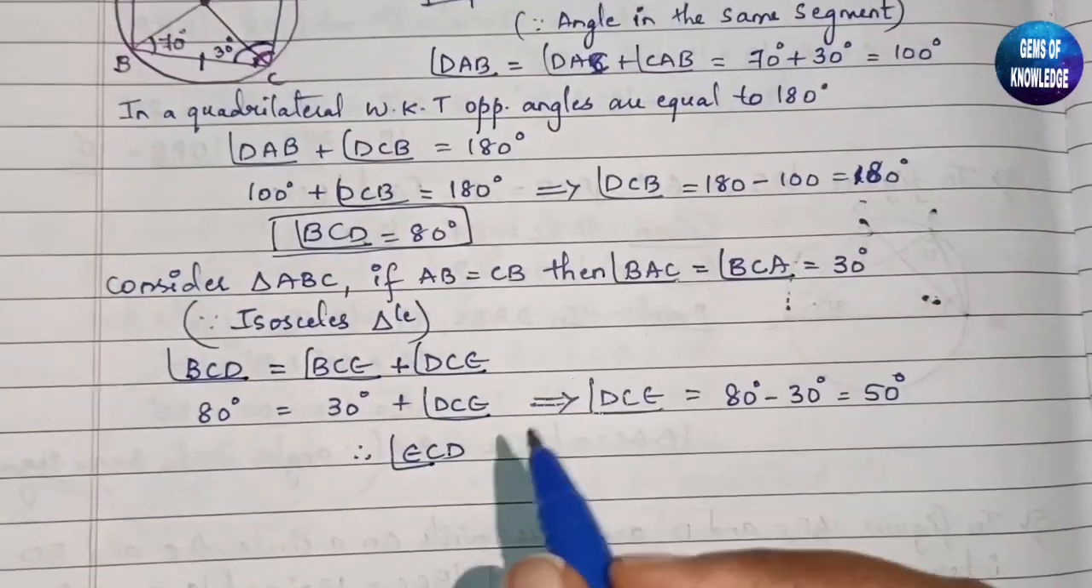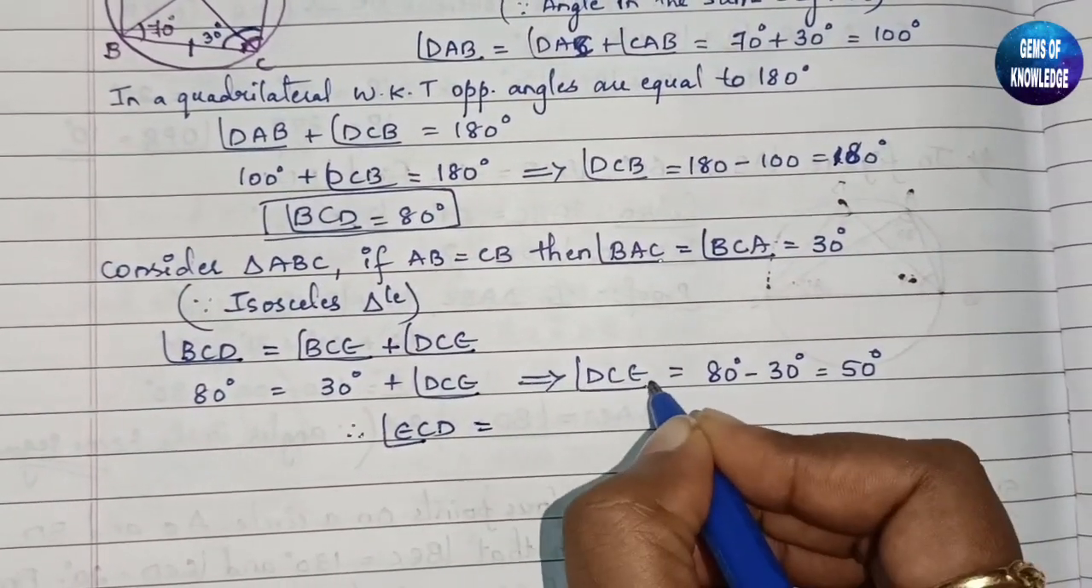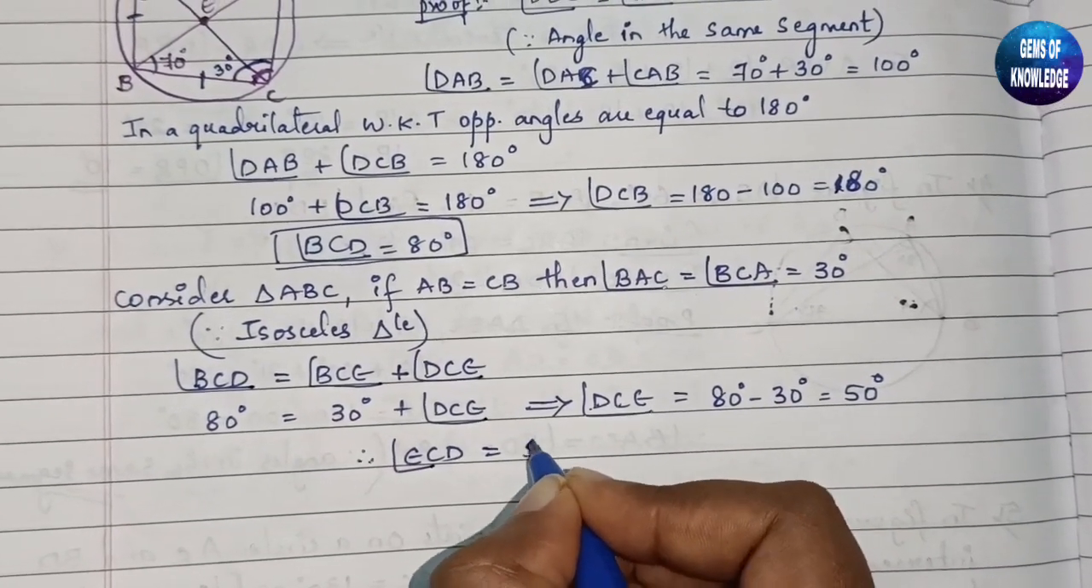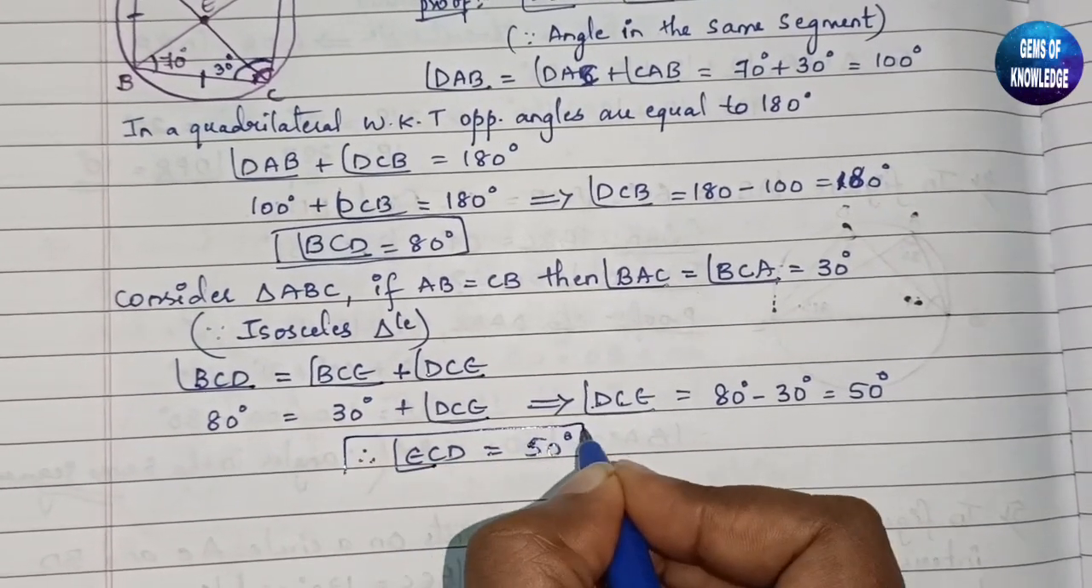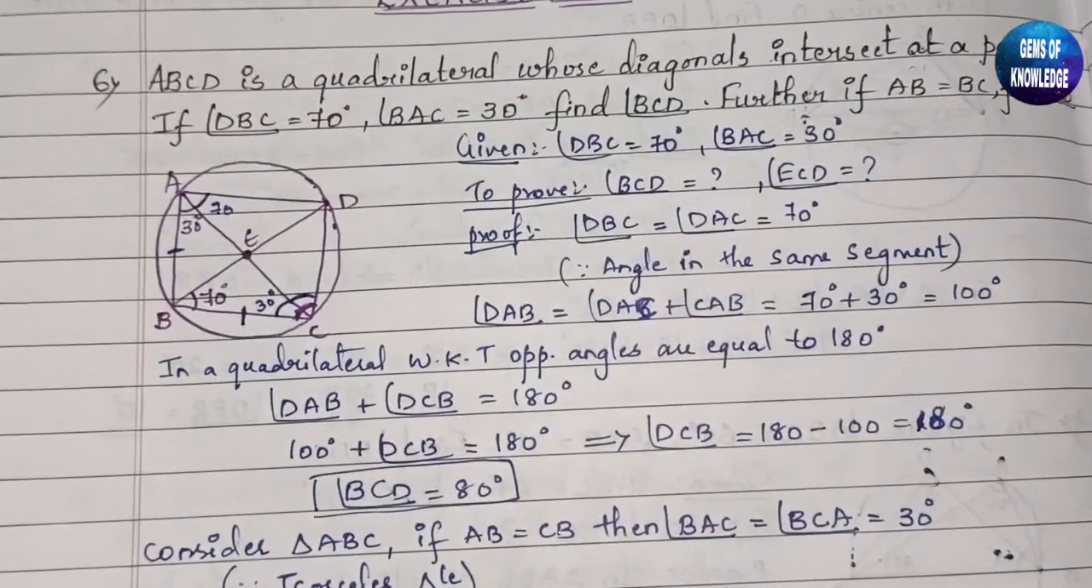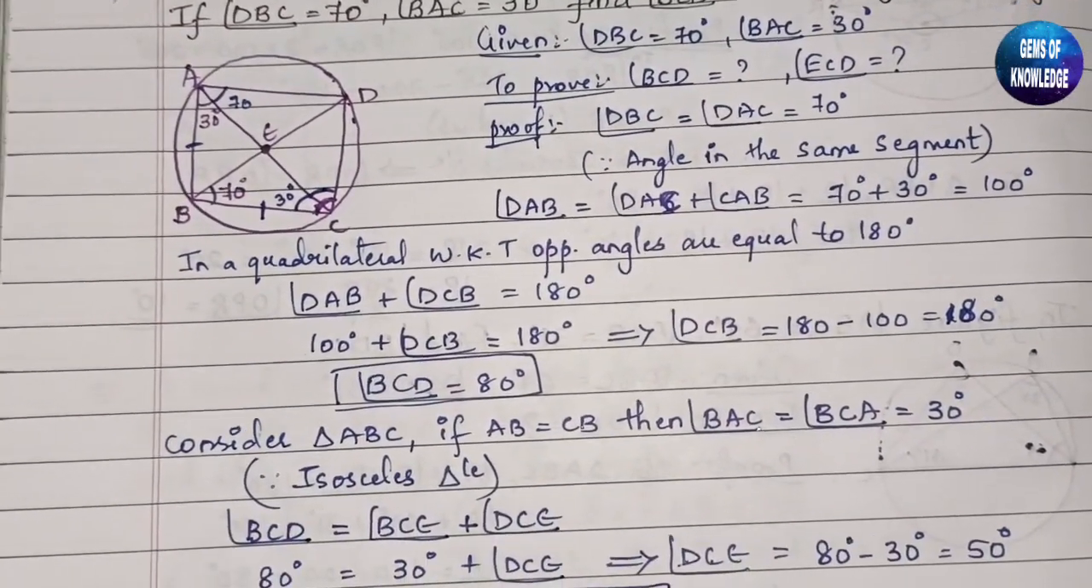You can see this value is ECD or DCE. This is one and the same. We got it to be 50 degrees. So this is the answer for the sixth one. We'll move on to the next question.